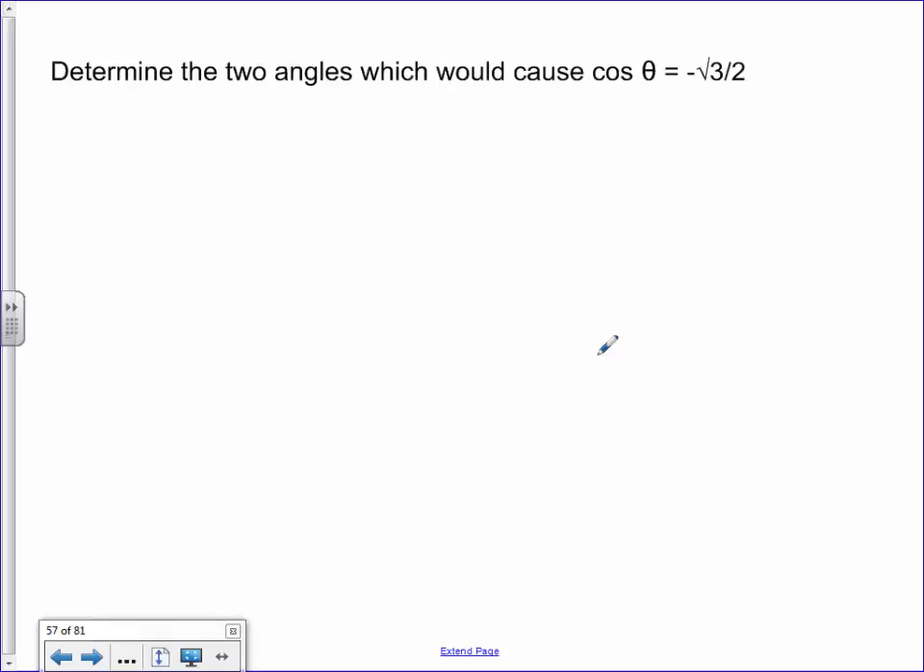There should therefore be two angles that allow cosine of theta to be negative root 3 over 2. Does negative root 3 over 2 ring any bells? If I were to plot a triangle, hopefully you guys remember this triangle by now. There's root 3, there's 1, there's 2. This is 60 degrees, that's 30 degrees.